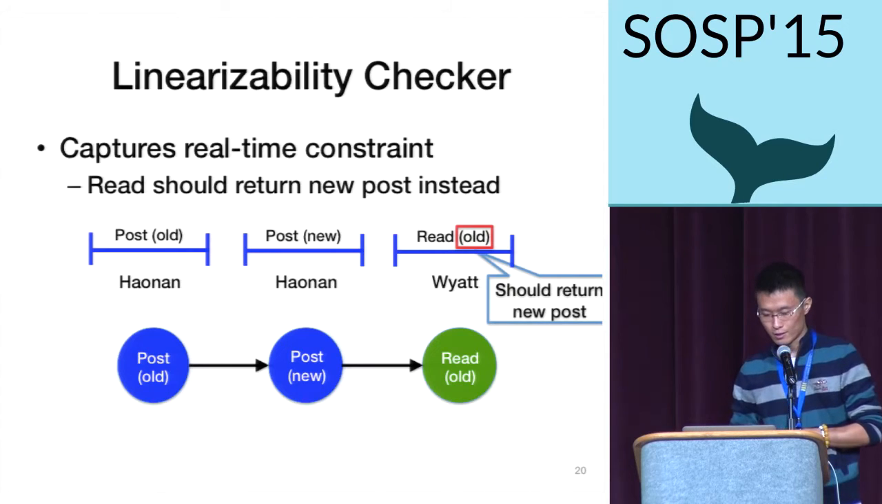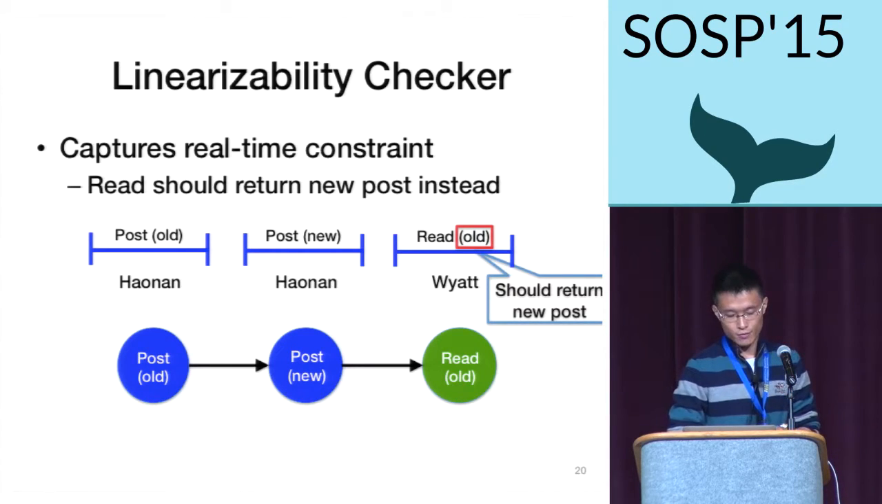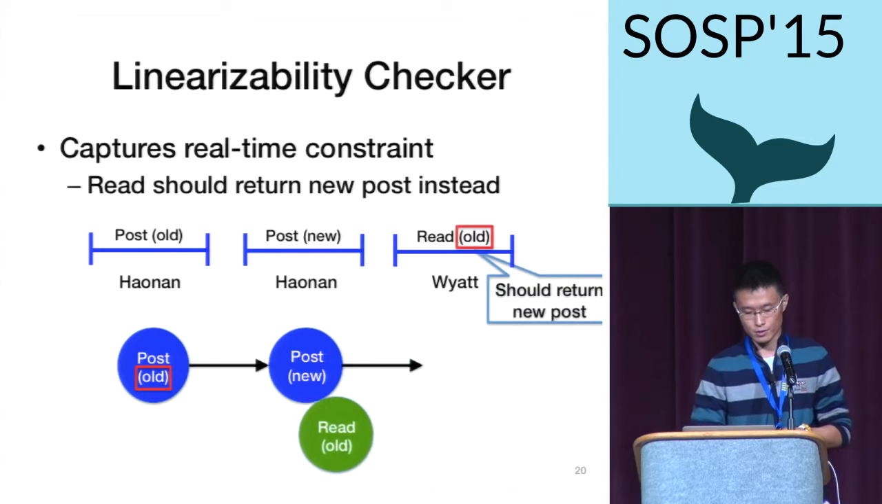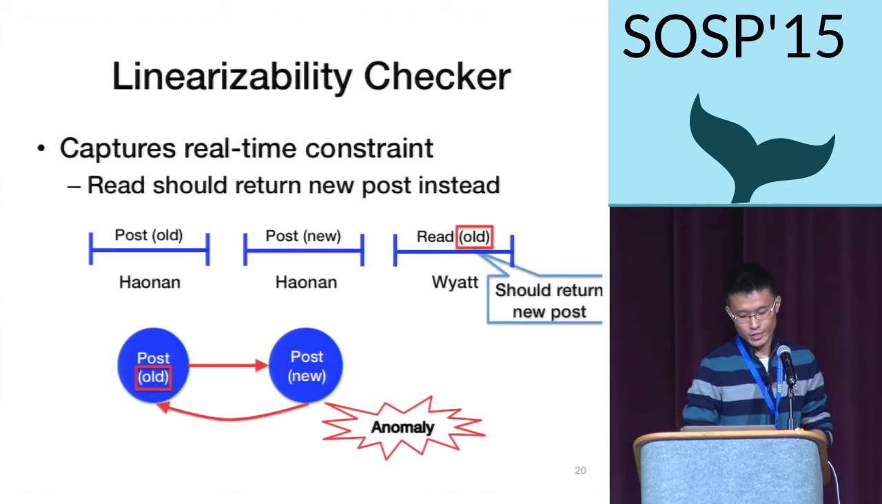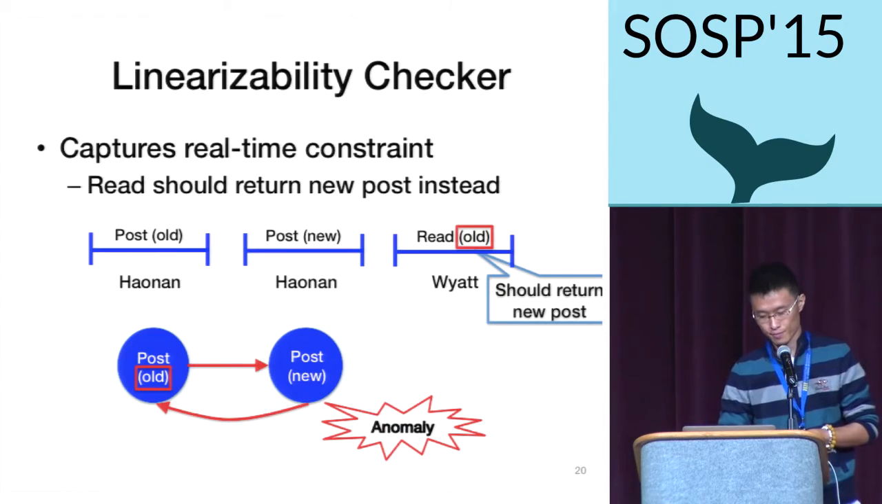So now we can see this read request returns the value of the first request. So we merge this read with this write. So now after the merge, we can see there's a cycle. So our checker has captured this anomaly.